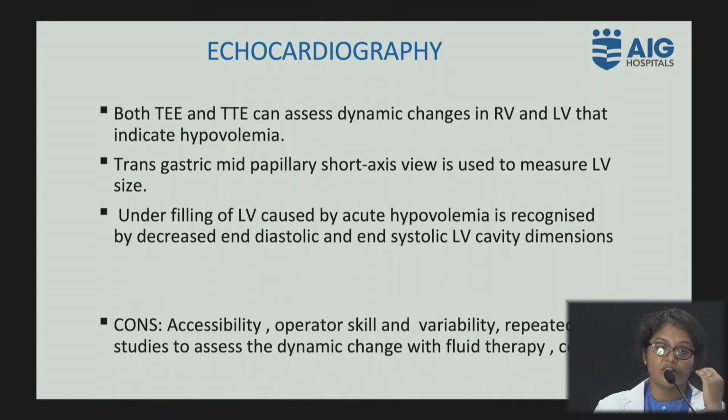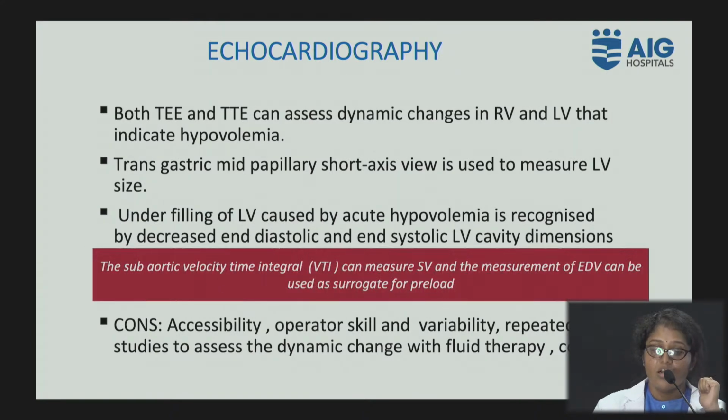Echocardiography gives a direct visualization of the LV cavity. So the underfilling of the LV and the end diastolic and end systolic volumes can easily be seen. The subaortic velocity time integral can measure SV, and the measurement of end diastolic volume can be used as a surrogate for preload. More is the stroke volume and more is the preload, that means the patient is on the steep part of the Frank-Starling curve and hence he will be volume responsive.